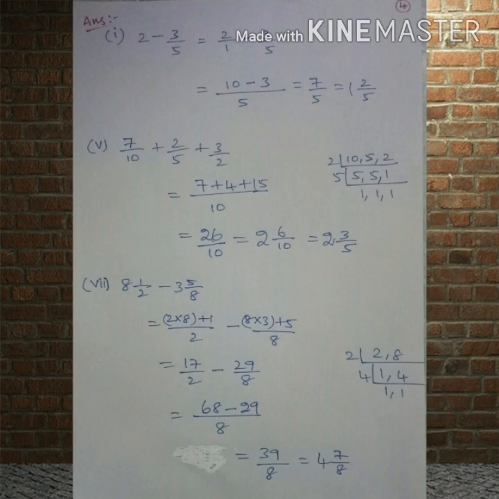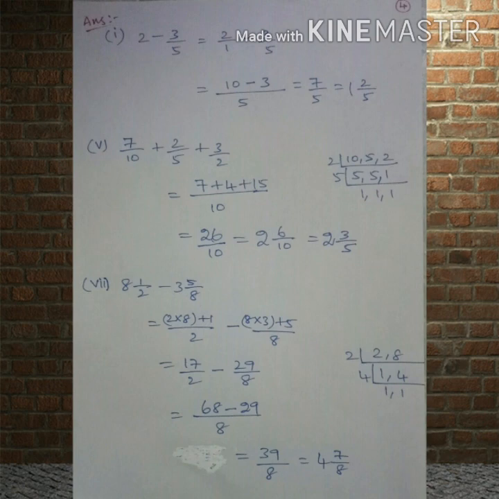So 2 can be written as 2/1. The other number is 3/5. From the first number, we are going to subtract the second one. Take the LCM of the denominators. Here the denominators are 1 and 5. Both numbers don't have any common factor, so you have to multiply 1 by 5, that will be 5. 5 is the LCM of those two numbers.